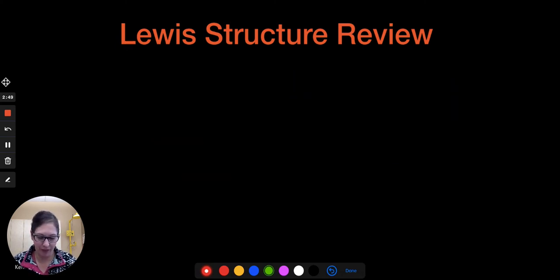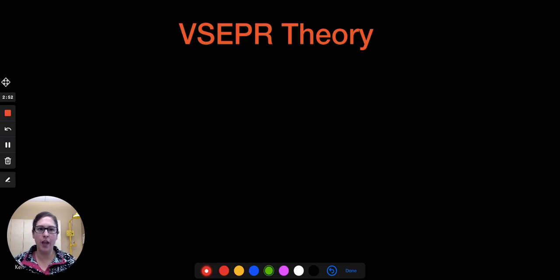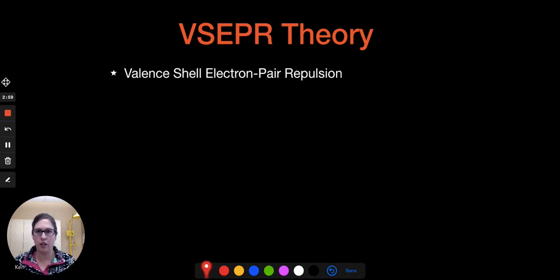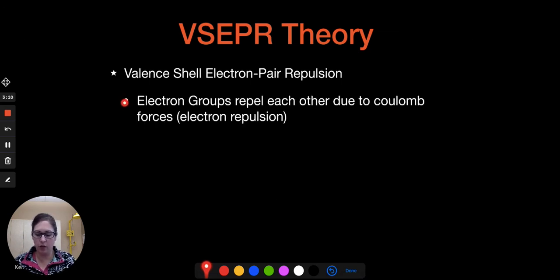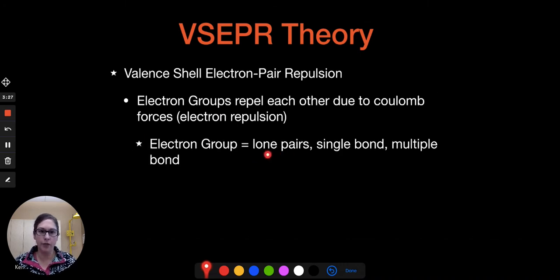Once we have those Lewis structures done, we can start to determine a little more information. We have this thing called VSEPR theory, and it stands for valence shell electron pair repulsion. The idea behind this is that electron groups are going to repel each other because they are all negatively charged, due to Coulomb's forces and electron repulsion. These electron groups can include lone pairs, single bonds, or multiple bonds. Each group, whether a lone pair, a single bond, a double bond, or a triple bond, is its own group.